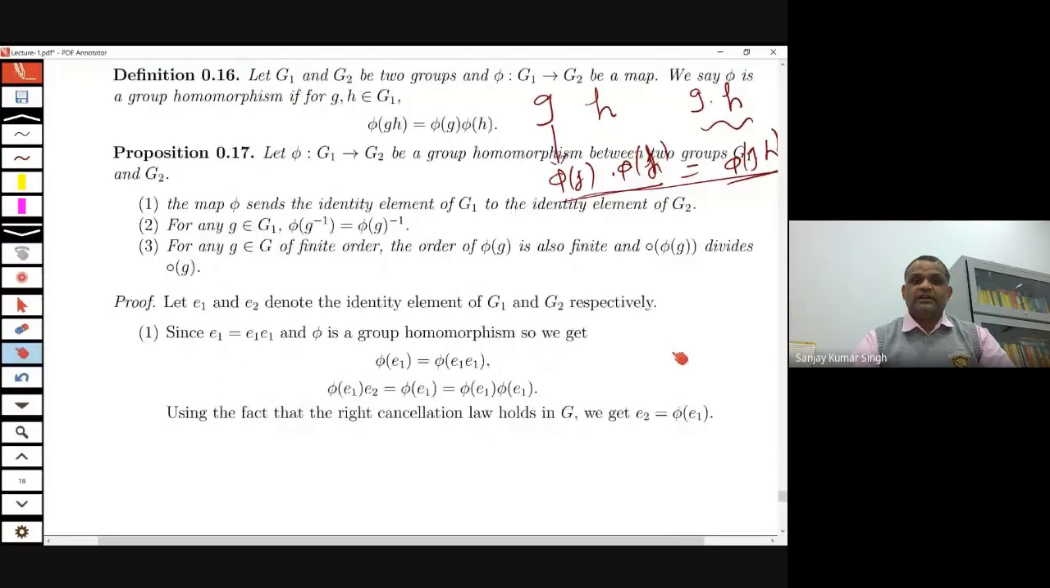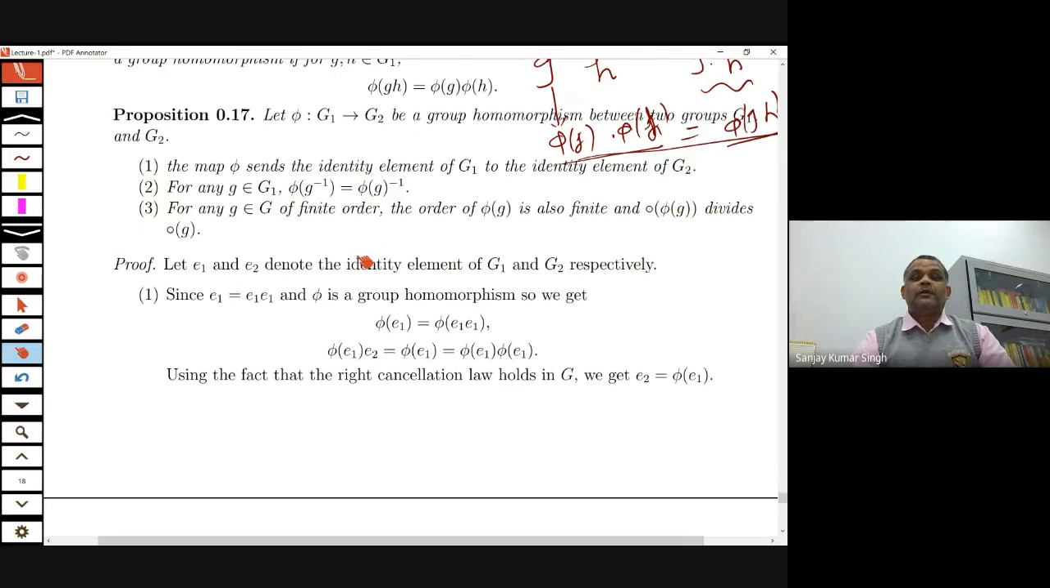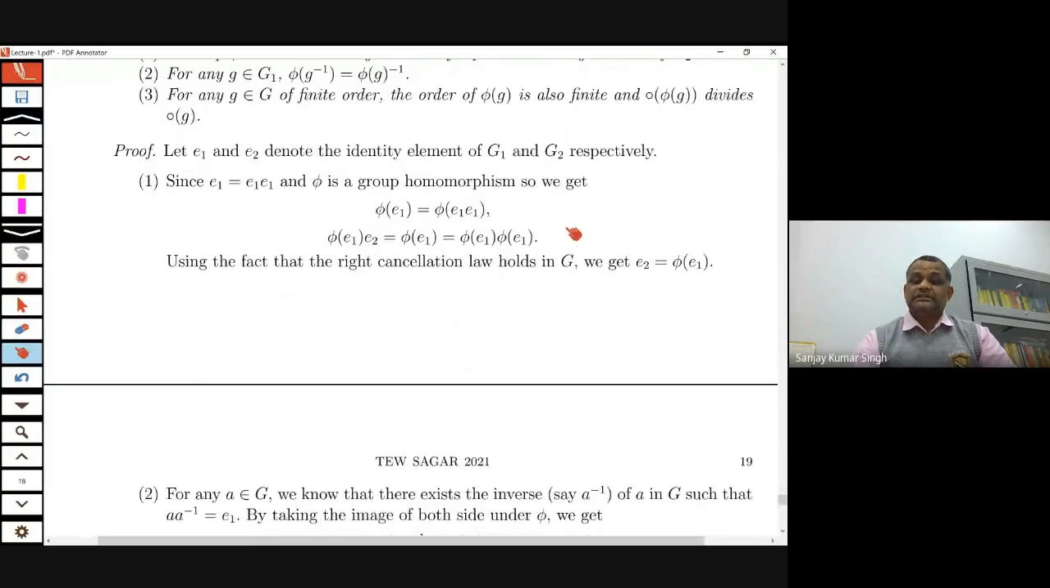And now we have some nice propositions. If you take any group homomorphism phi from G1 to G2, then phi sends the identity element of G1 to the identity element of G2. If you have any element g in G1, then the image of the inverse is exactly the inverse of its image. And if you have any element which has a finite order, then its image also has a finite order. And more, the order of the image element divides the order of g.